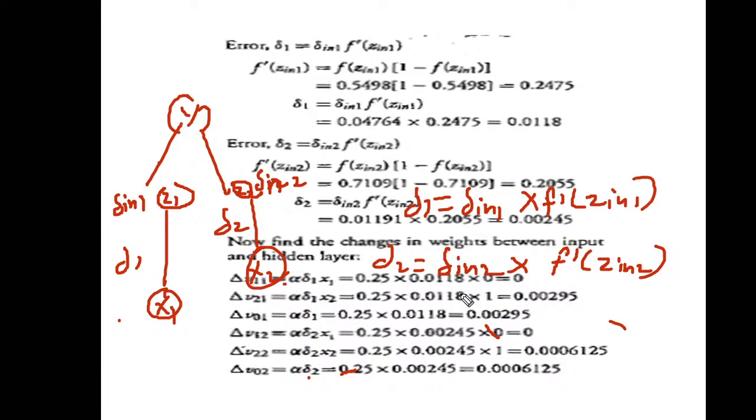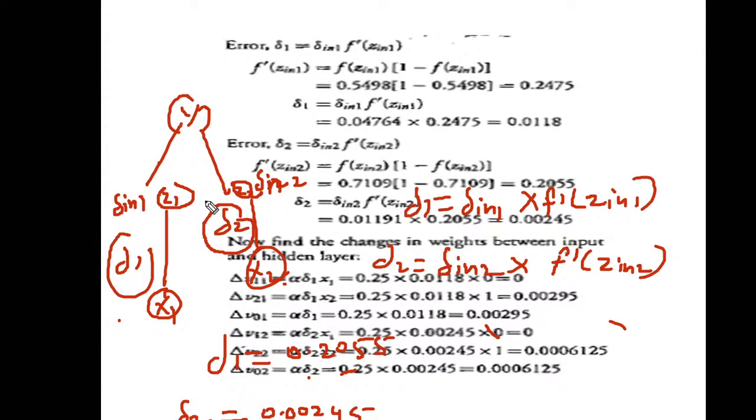Okay, f dash of Z in 2. So you can just substitute the values and you can get the values. So delta 1 will come out to, let's say, 0.2055, and delta 2 will come out to 0.00245. So we have calculated the error at Z1 and Z2 as delta 1 and delta 2.